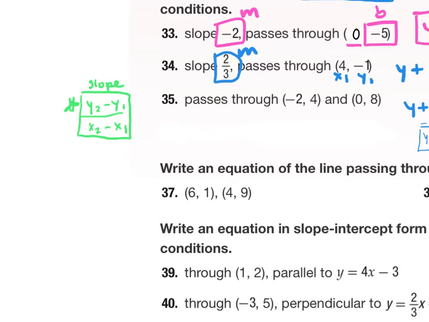And then we need to name our points. So we have x1, y1, x2, y2. It doesn't matter which one's your first point or your second point, but it does matter which one's your x and which one's your y. So remember, the x's always come first.